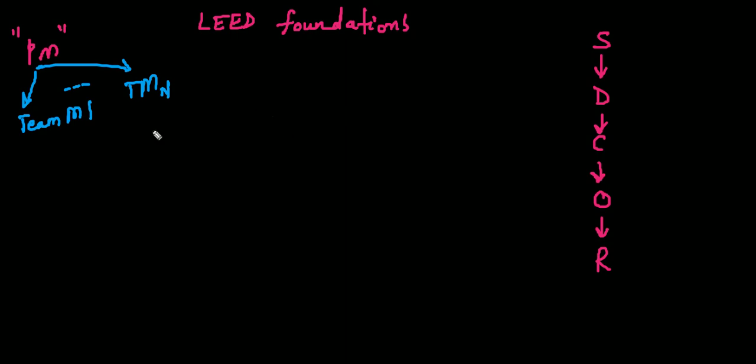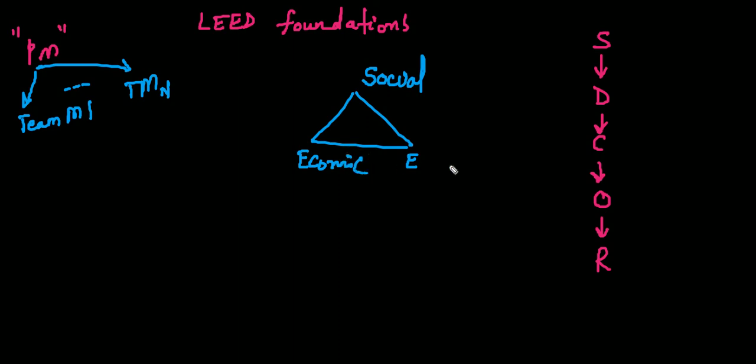Okay. Before that, let me just tell you what they have to be aware of. This triangle, which we did last class. What was that? The social, economic, and environment. They must be aware of this.